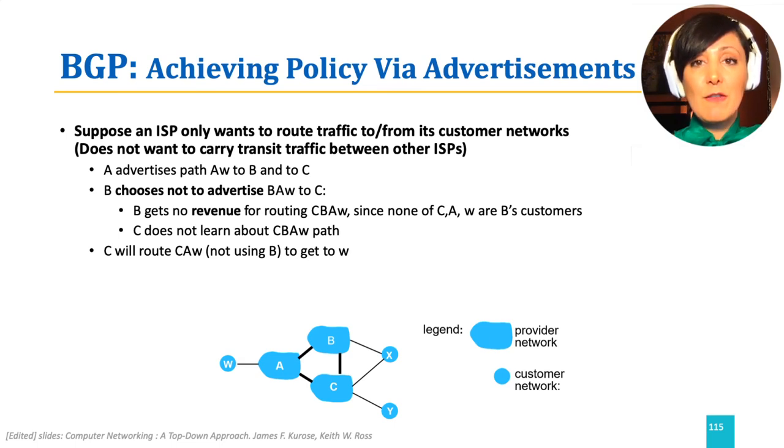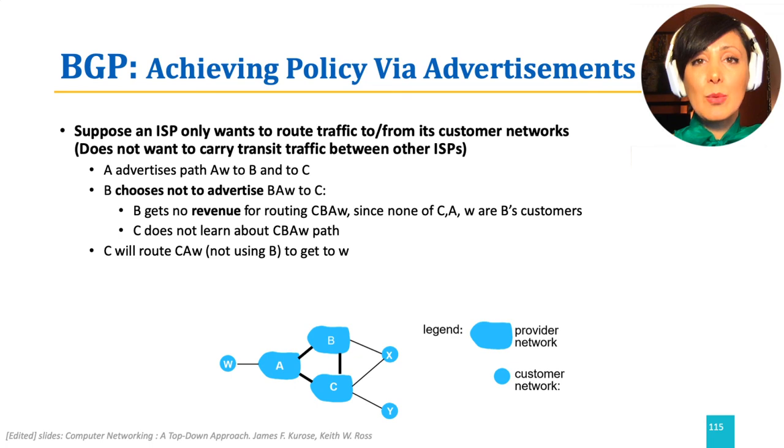This could be achieved by B not advertising BAW to C. C will never learn about a path CBAW to destination W. It will always route CAW, not using B to get to W.